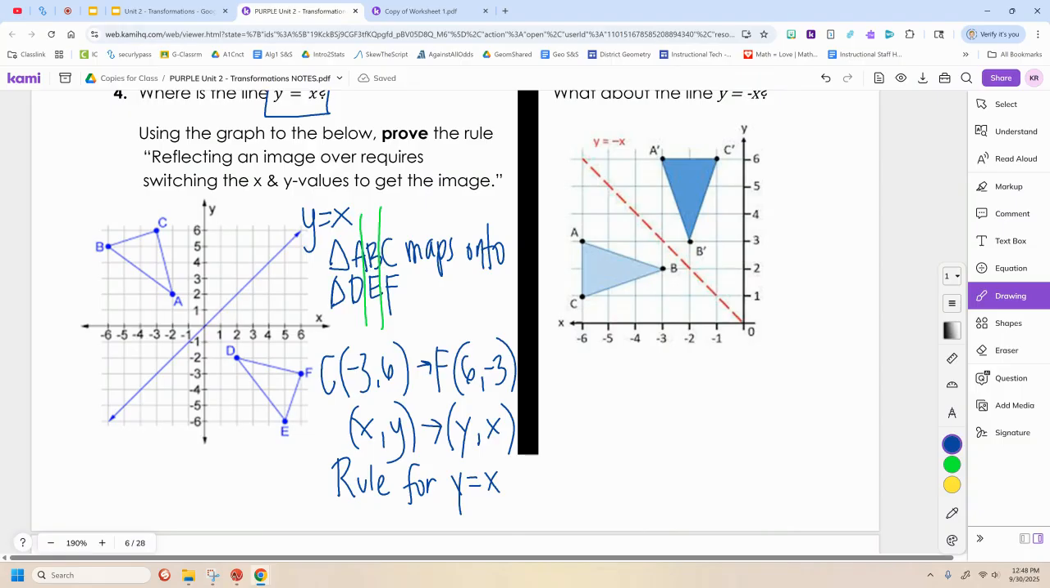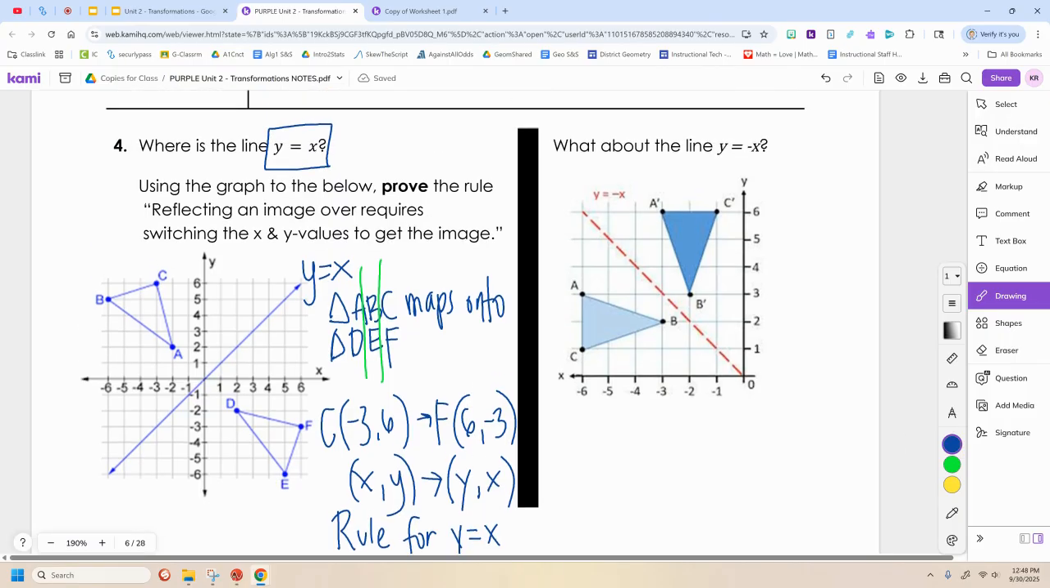Okay, so now you would imagine there's also going to be a rule for this line. This is the line y equals -x. You can see it goes downhill using the -1 slope. It goes through the origin. It's kind of like the other 45-degree line, right? When things are square. So let's just analyze 2 points. We can use C and C prime. So C is located at -6, comma 1.